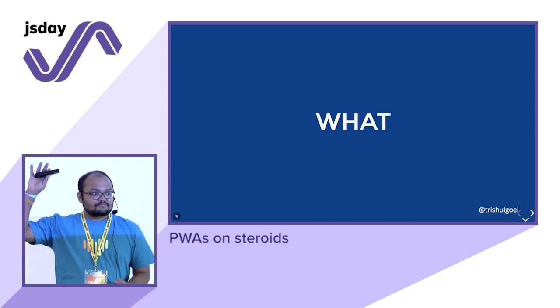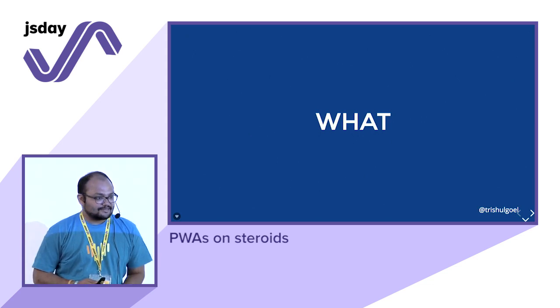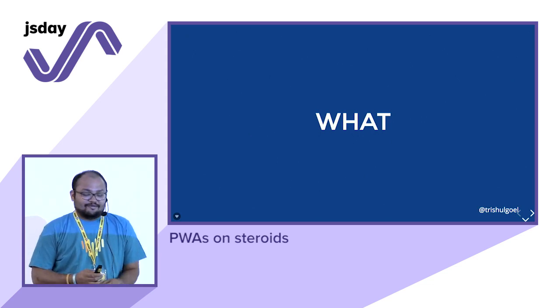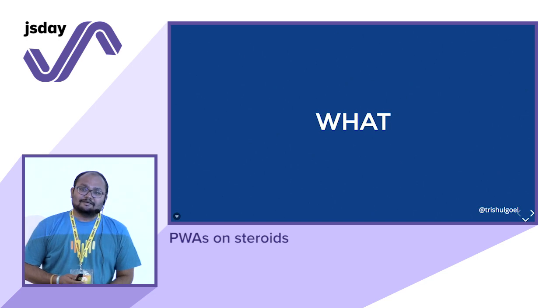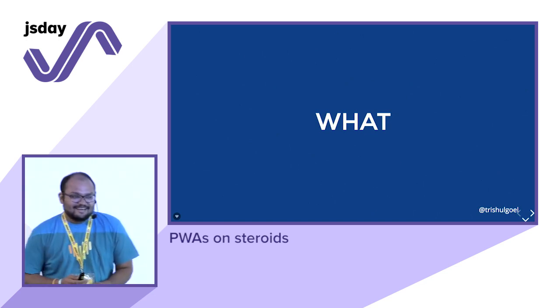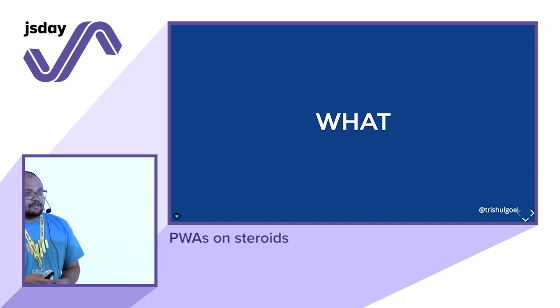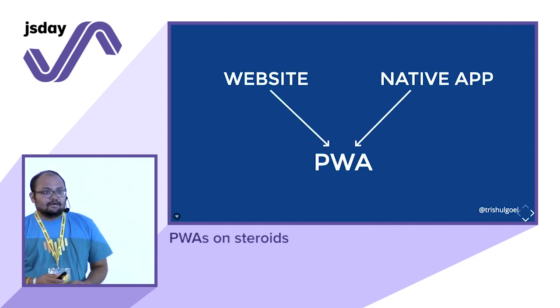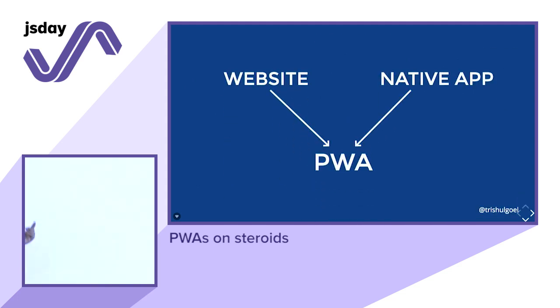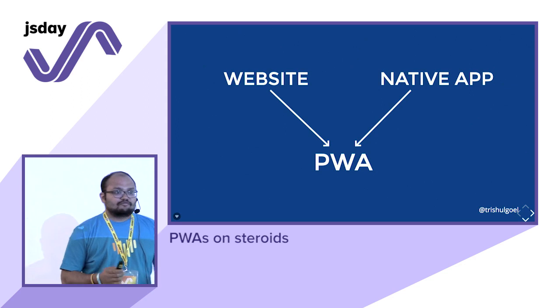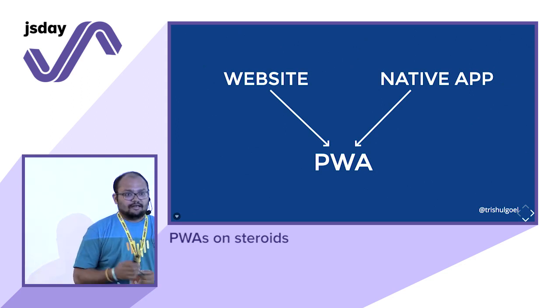Okay. So what is a progressive web app? Anyone? Please be my guest. I mean, what it is? Okay, that's why I'm here. No worries. A progressive web app is basically a common ground between a website and a native app. It has the good of both worlds, a website and a native app.